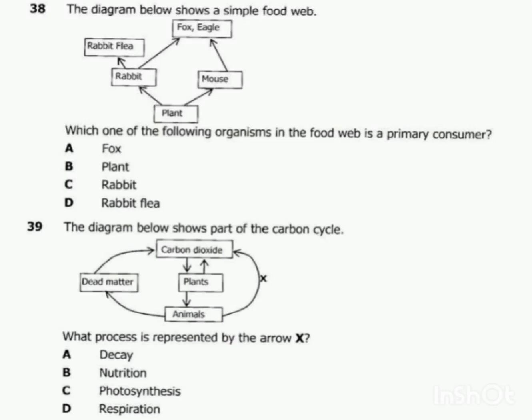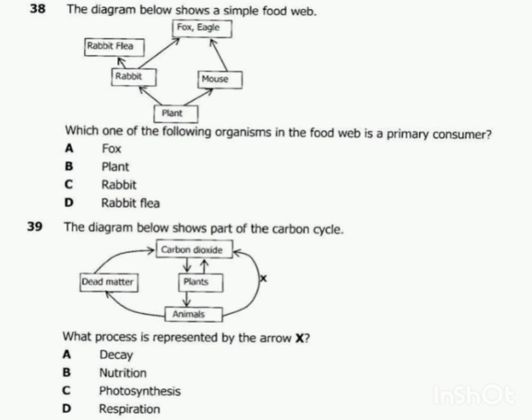Okay, so let's look at question number 38, a question on ecology. Question number 38 says, the diagram below shows a simple food web. Which one of the following organisms in the food web is a primary consumer? So we need to understand what a primary consumer is.